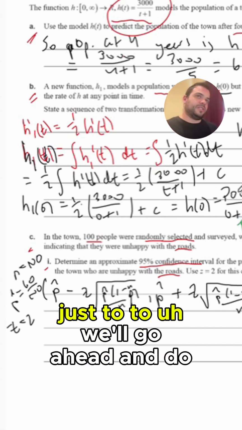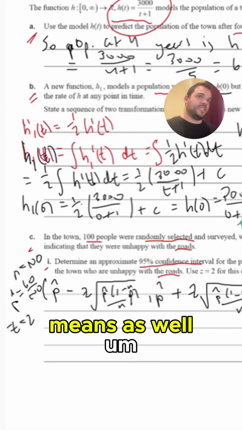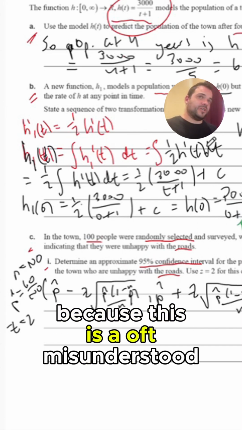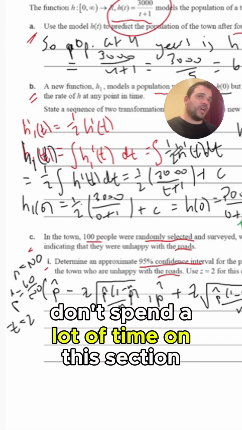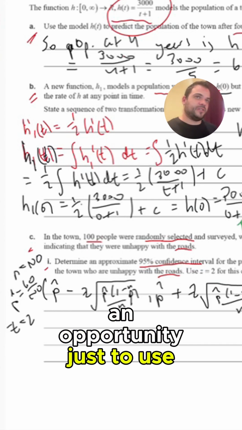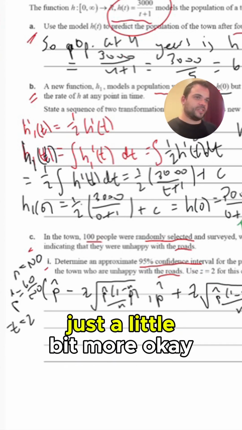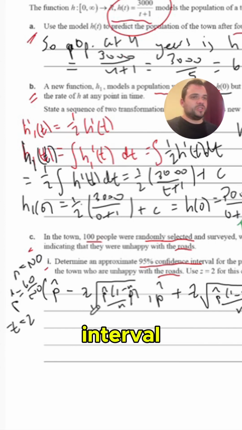And we'll go ahead and do that, and then I'll talk a bit about what the confidence interval means as well, because this is an oft misunderstood thing in methods. A lot of schools don't spend a lot of time on this section of the course, and I'll take this as an opportunity just to use the question to explain the ideas just a little bit more. Okay, so let's firstly just calculate this confidence interval.